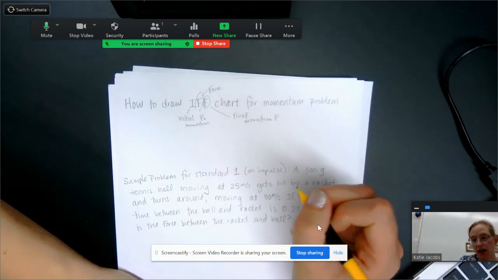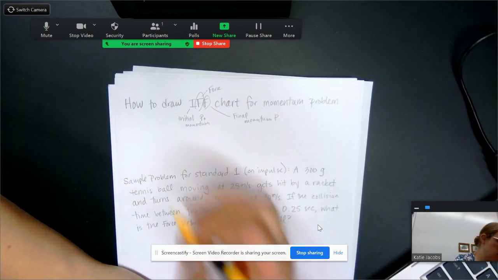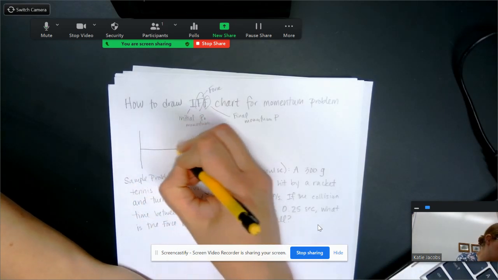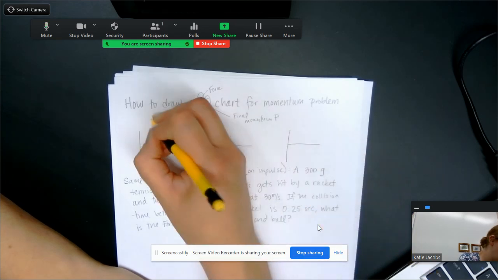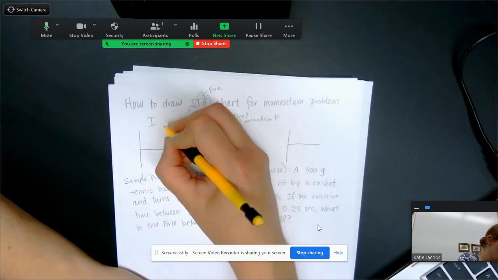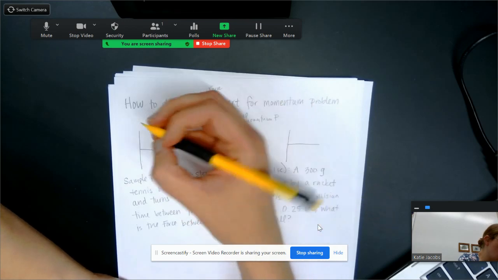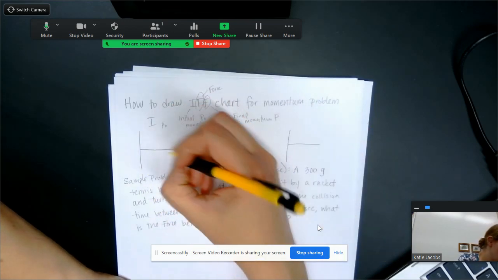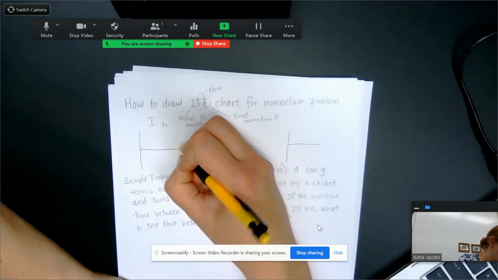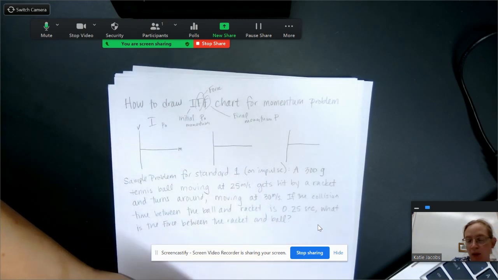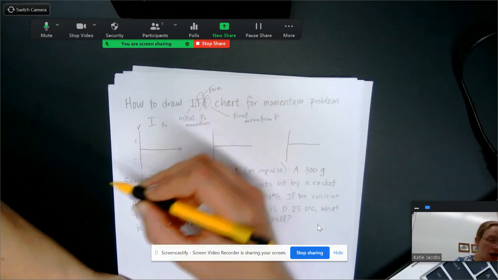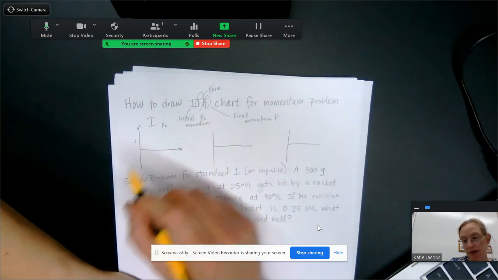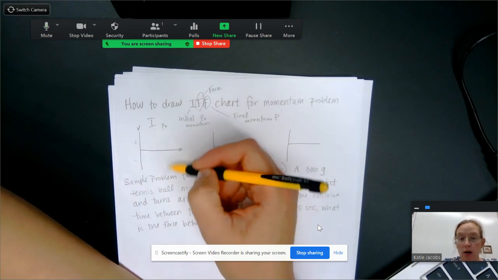Every IFF chart is going to have three graphs. The first graph is the I. It's the initial momentum, the P0. Because it's a momentum graph, you need mass on the x-axis and velocity on the y-axis, because mass times velocity is momentum. And you've got positive and negative velocities, and you could have positive or negative momentums.